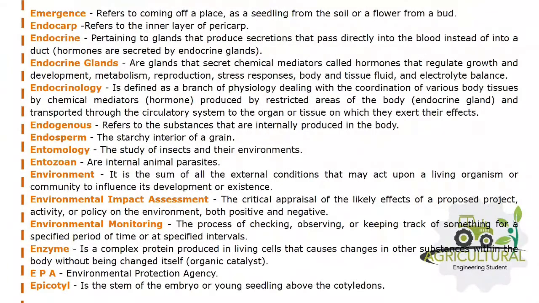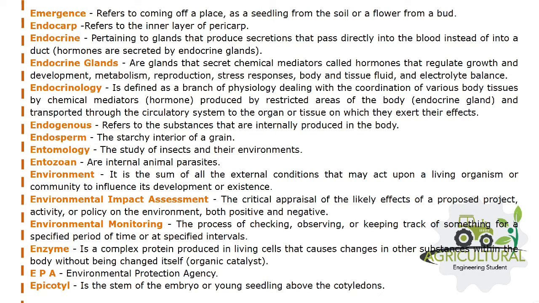Emergence refers to coming off a place, as a seedling from the soil or a flower from a bud. Endocarp refers to the inner layer of pericarp. Endocrine, pertaining to glands that produce secretions that pass directly into the blood instead of into a duct. Hormones are secreted by endocrine glands. Endocrine glands are glands that secrete chemical mediators called hormones that regulate growth and development, metabolism, reproduction, stress responses, body and tissue fluid, and electrolyte balance.